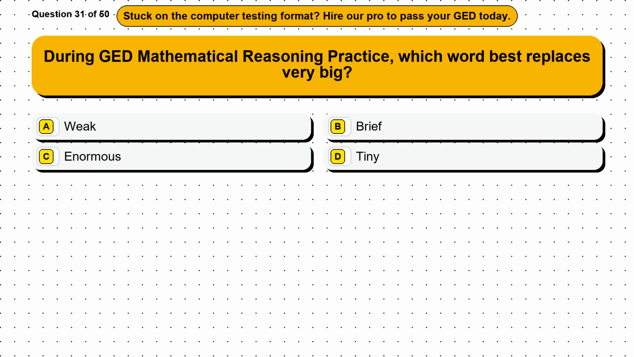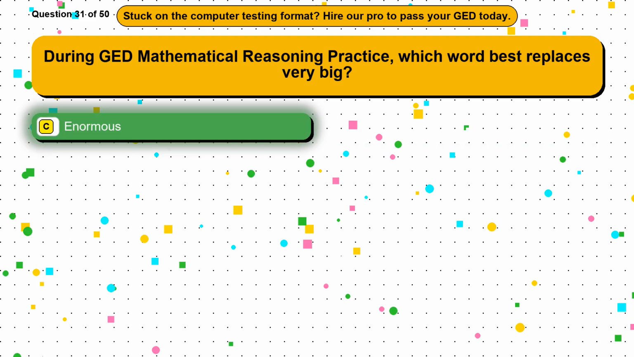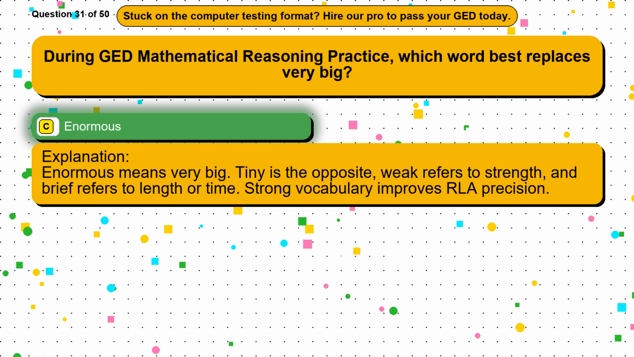Question 31. During GED Mathematical Reasoning Practice, which word best replaces very big? Option A, weak. Option B, brief. Option C, enormous. Option D, tiny. The correct answer is option C. Enormous. Enormous means very big. Tiny is the opposite, weak refers to strength, and brief refers to length or time. Strong vocabulary improves RLA precision.